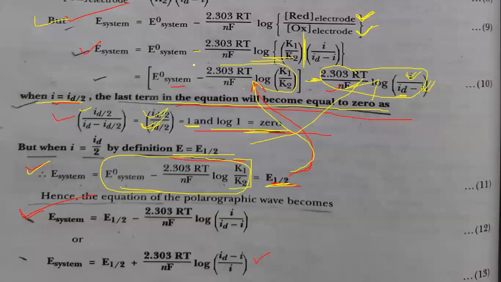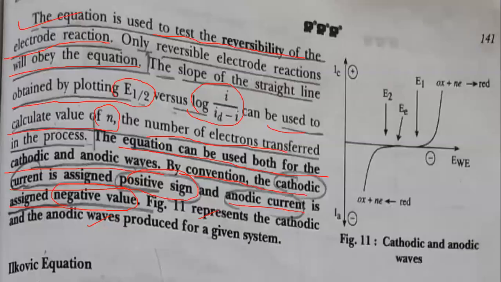Okay, now this equation will be our E half. So what happens to the above equation? Look: E system is equal to E half minus 2.303 RT upon nF into log of I upon Id minus I. Or if you take the numerator and the denominator and reverse them, there will be a positive sign, and you can write the equation like this: E system equal to E half plus 2.303 RT upon nF into log of Id minus I upon I. This is how you can write the equation.